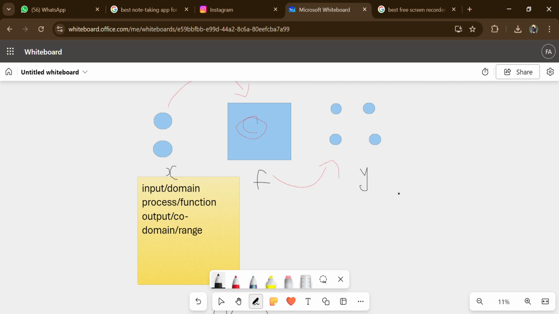Whenever a function is given, they usually give it to you like this, where this side is considered as x and this side is considered as y, and there are some numbers here and there are some numbers there as well. Now usually this side is called the domain and the second one is called the codomain.